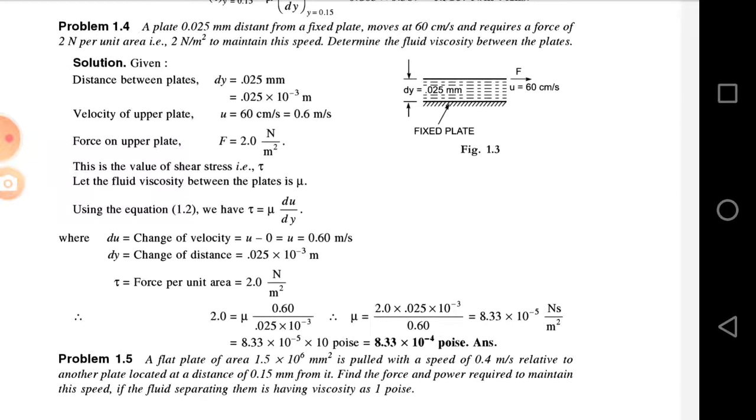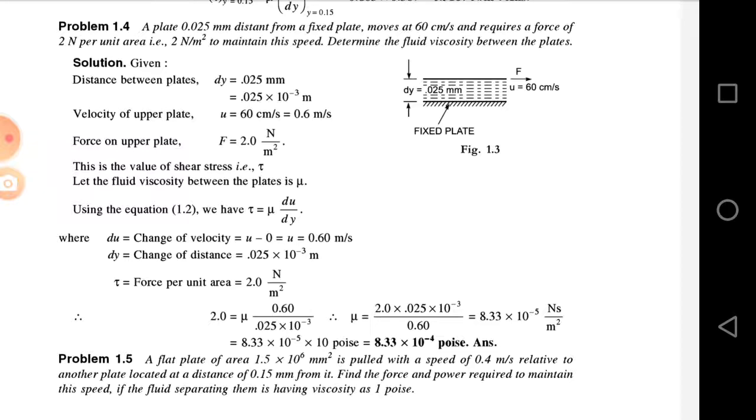A plate 0.025 millimeter distance from a fixed plate moves at 60 cm per second and requires a force of 2 Newton per unit area, 2 Newton per meter square to maintain this speed. Determine the viscosity between the plates. Distance between the plates 0.025 meter. Velocity of upper plate U is 0.6 meter per second. Force on upper plate 2 Newton per meter square, and this is the value of tau.